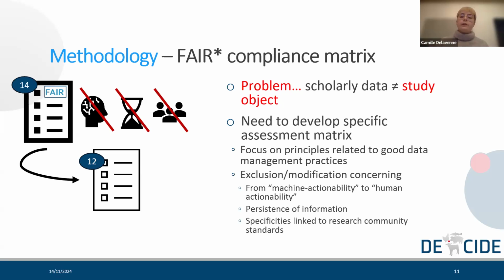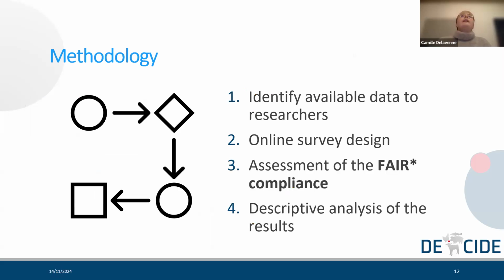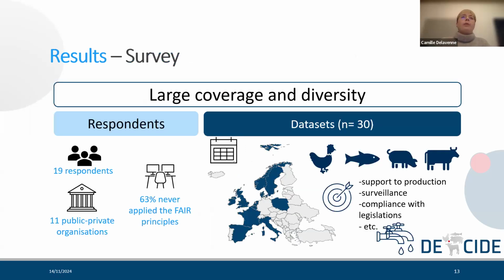For each of the data sets, we gave a score. We came up with 12 criteria, and for each of the data sets, we gave a score from 0 to 1, assessing if they were fully met or not. And finally, we were able to describe our results.